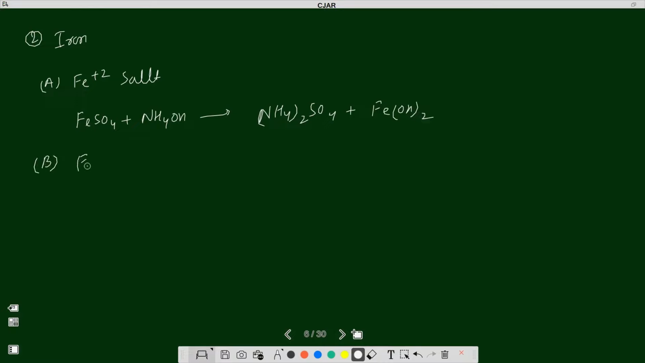Now, Fe3+ salt. FeCl3 plus NH4OH will form Fe(OH)3 plus NH4Cl.